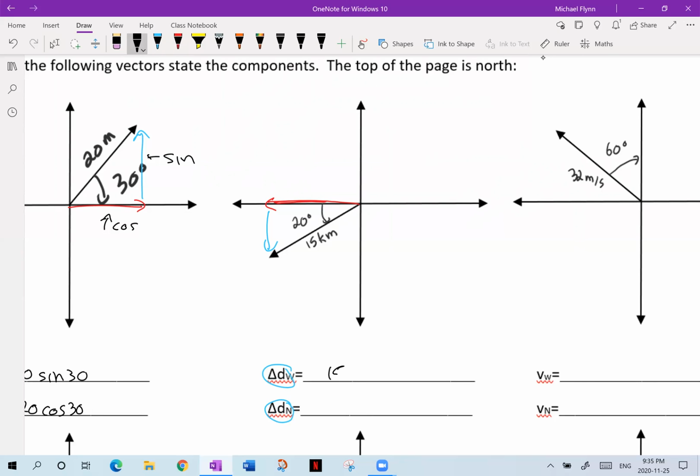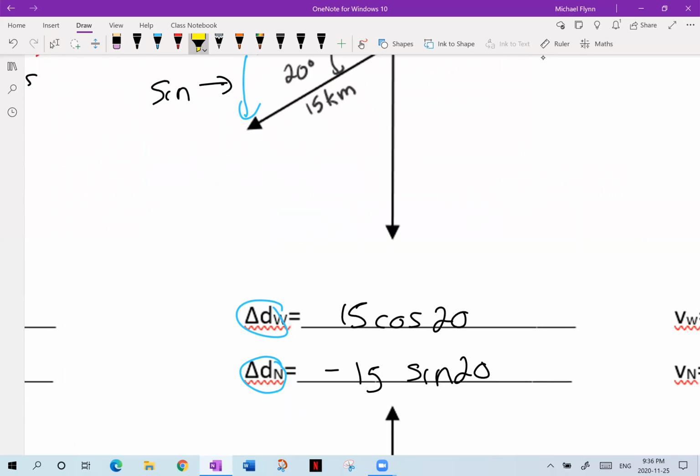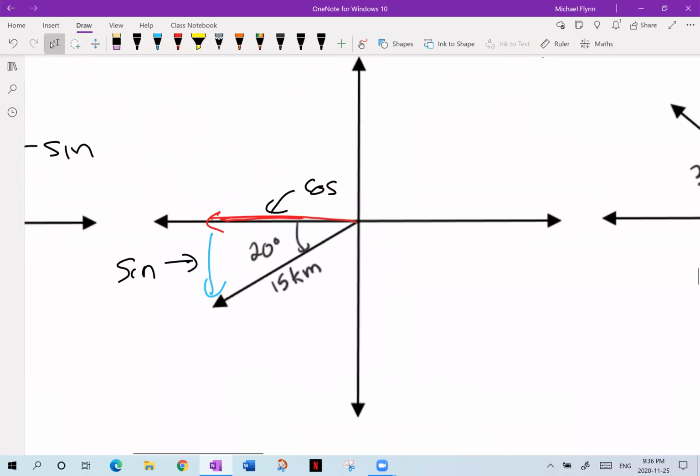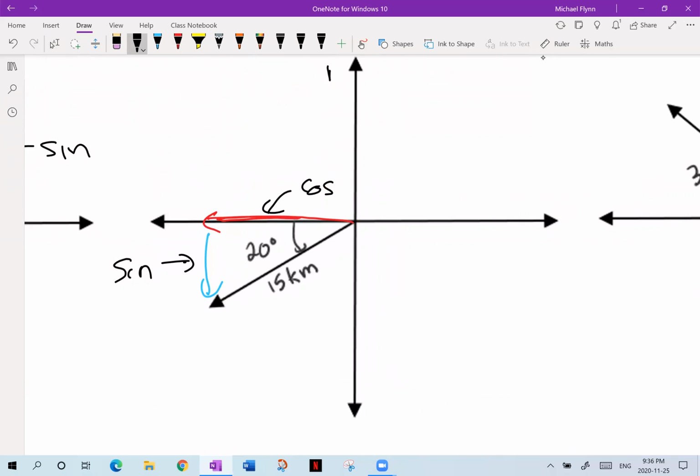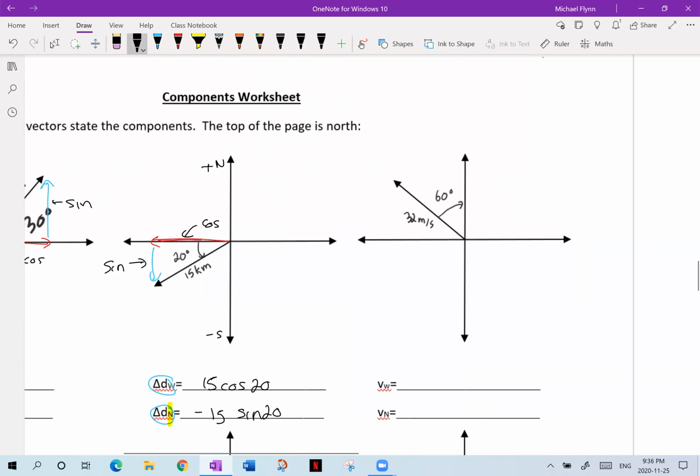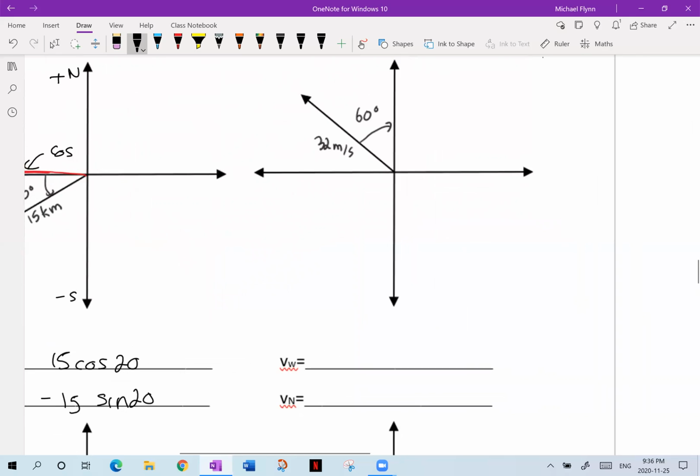It's going to be 15 times the cos of 20, because this is adjacent, so it goes with cos. This is opposite, so it goes with sine. Here I'm going to write negative 15 times the sine of 20. The reason why I wrote negative is because they asked for north, but this vector is not north, it's south. And if north is positive, that means south is negative here. So pay careful attention to what they're saying here.